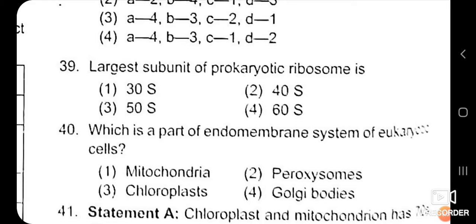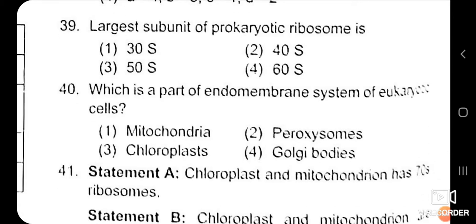Again, we have seen that there are two subunits, smallest and the largest. So, smallest subunit of the prokaryotic ribosome is 30S, while the largest is called the 50S. So, if we check the answer, the answer is the third. 50S is the larger subunit and 30S is the smaller. So, it is the 50S.